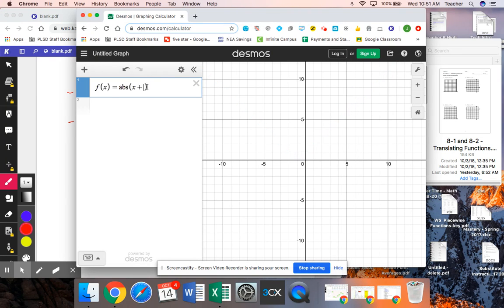Let's see what happens if on the outside of the absolute value, I say add 1. If I add 1, look at that, the vertex moved up 1, right? Again, the vertex was at 0, 0, but when I added 1, it moved it up 1. And as you might imagine, if I subtract 1, it's going to move it down 1.